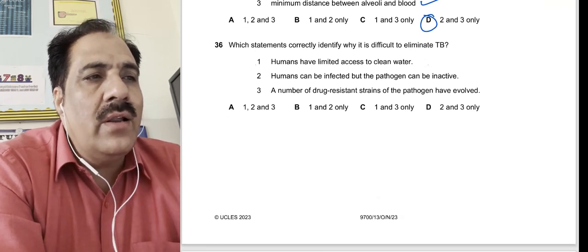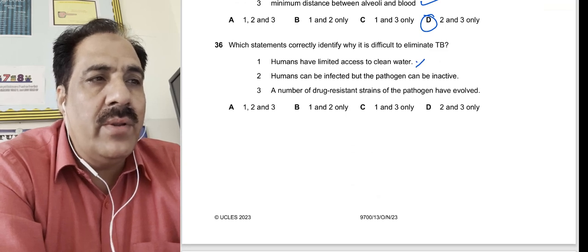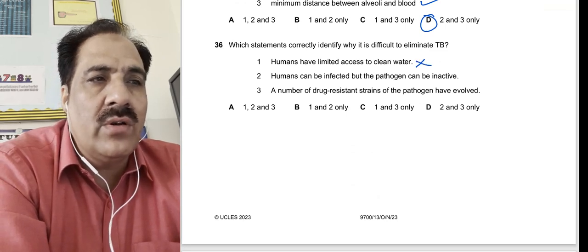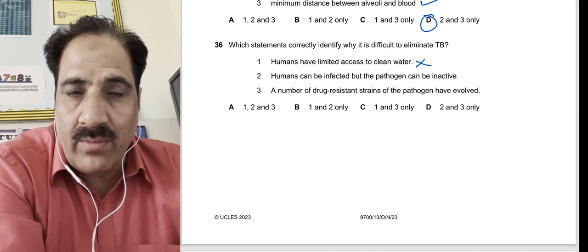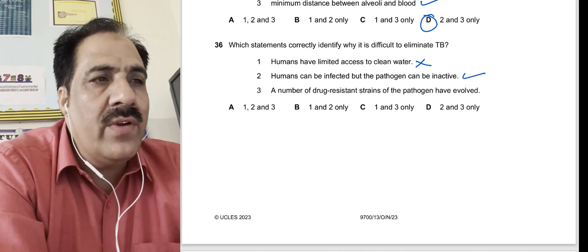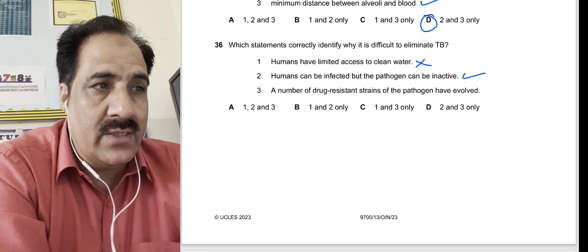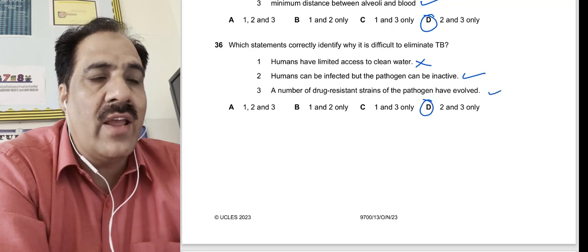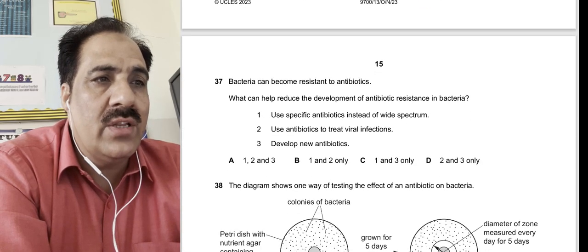Which statements correctly identify why it is difficult to eliminate TB? Humans have limited access to clean water. TB has nothing to do with the clean water. It's an airborne disease. Humans can be infected, but pathogen can be inactive. Yeah, that's correct. A number of drug-resistant strains of pathogen have evolved. This can be correct. So D is the correct option.